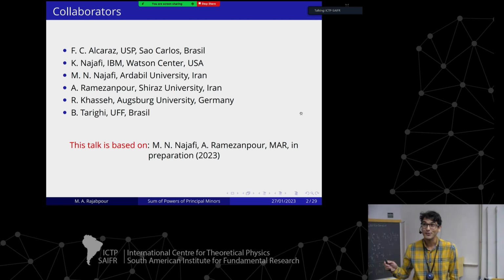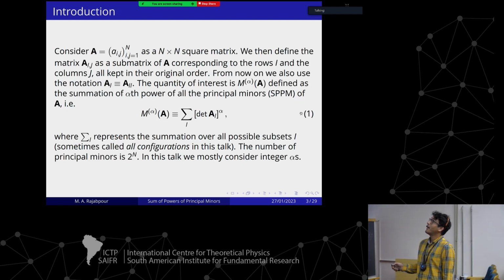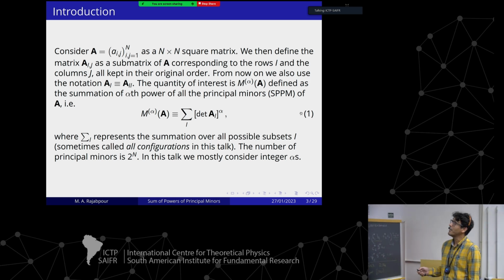So what is it? Take a square matrix, n by n, and then a submatrix can be defined by taking a bunch of rows and columns. Now, if you take I and J the same, the same rows and the same columns, then I can define A_I. Here I and J are the same. Then just take the determinant of this. I think you know from high school that that's called a principal minor of the matrix.